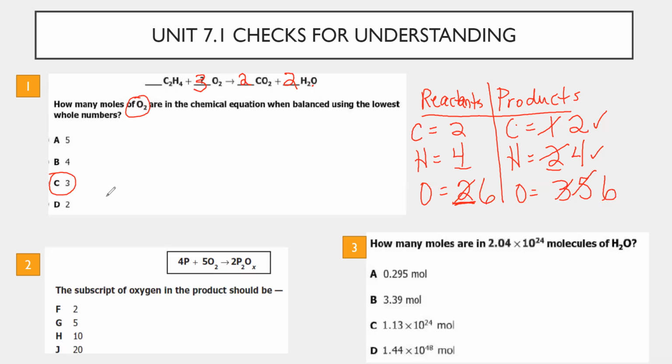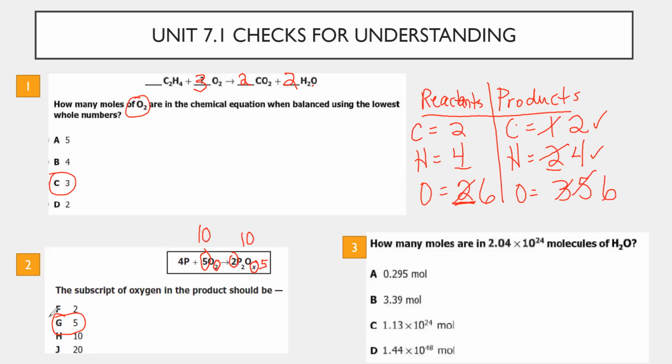All right, let's look at number 2. Number 2 says the subscript of oxygen in the product should be. Well, this one's fairly easy because look what you have here. On the reactant side, you have 2, and you have a 5 here as a coefficient. So that means you have 10 oxygens on this side. Well, we've got to make 10 oxygens over here too. You have the 2 here. So what number do we have to put here to make 10 on this side? 2 times what is 10? That would be a 5. So your answer is G.